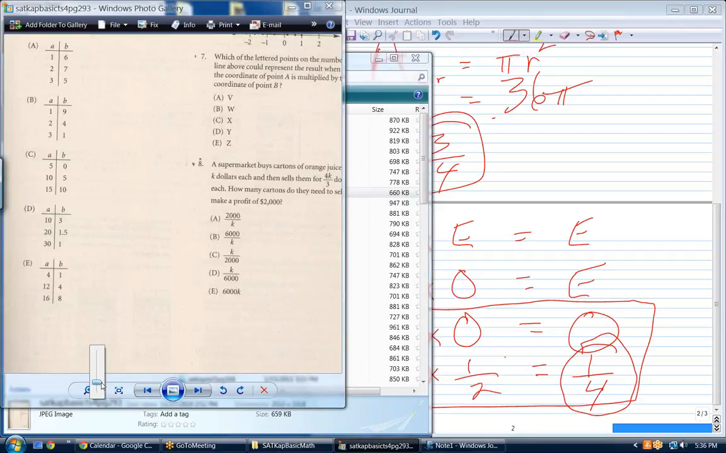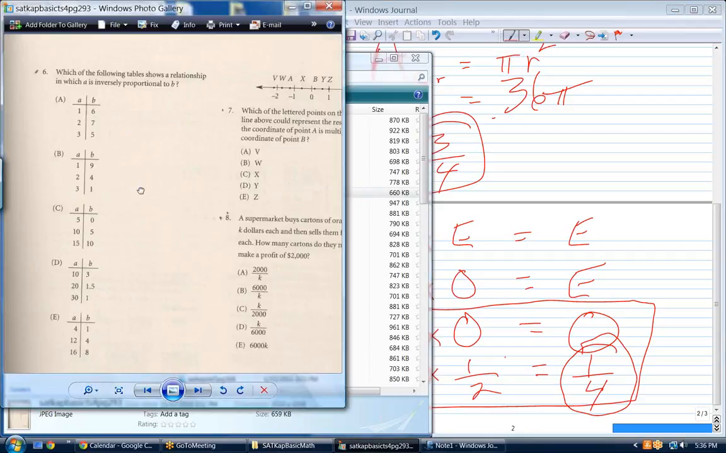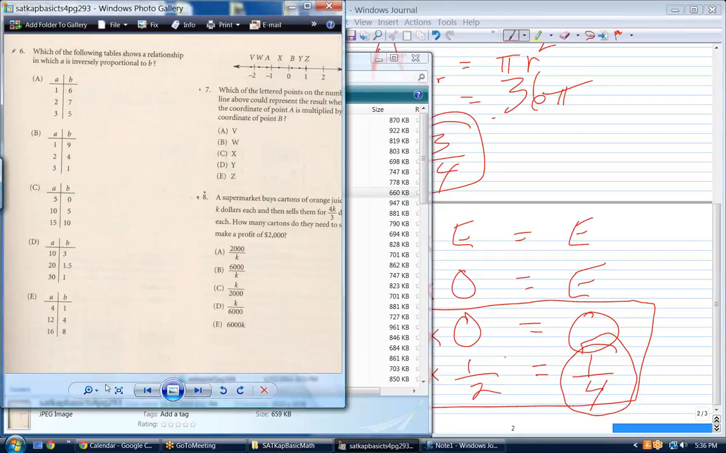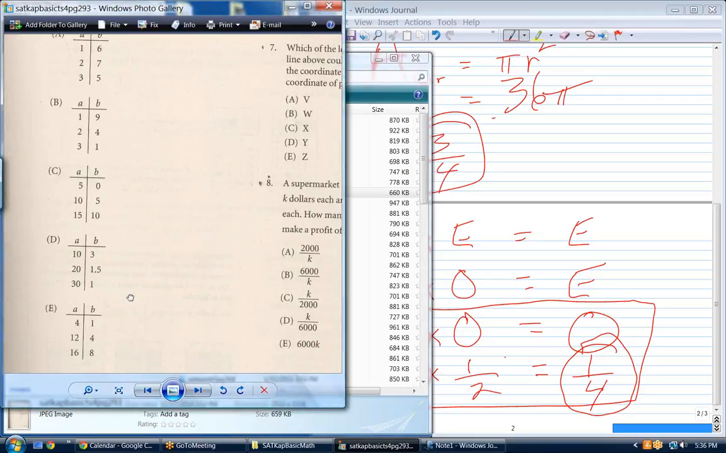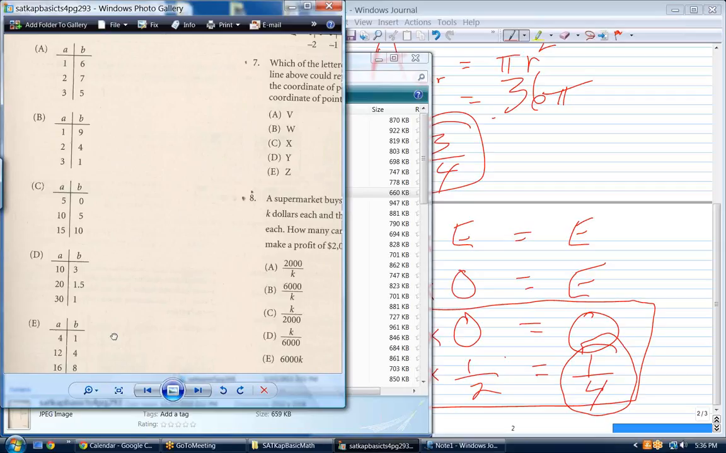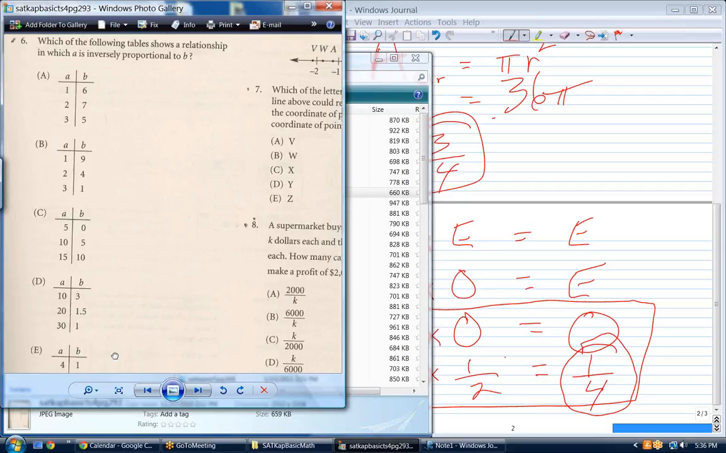I'm not going to be able to blow this one up very big. Let's see. Yeah, that's good enough. Which of the following tables shows a relationship in which A is inversely proportional to B?